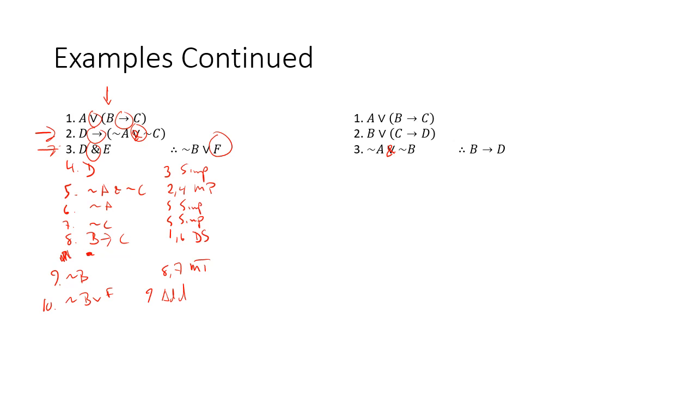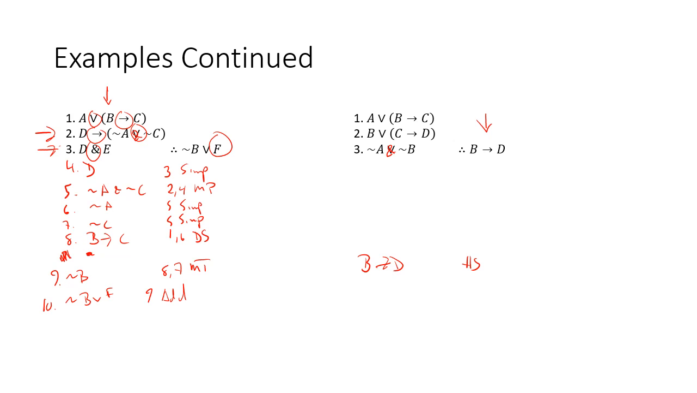Okay, so we're going to end with a use of hypothetical syllogisms. So here's our conclusion. It's a conditional. Pieces of the conditional are in the premises, but not the whole thing. So what we're going to do here is hypothetical syllogism. So somewhere we're going to be able to get B arrow D through hypothetical syllogism.